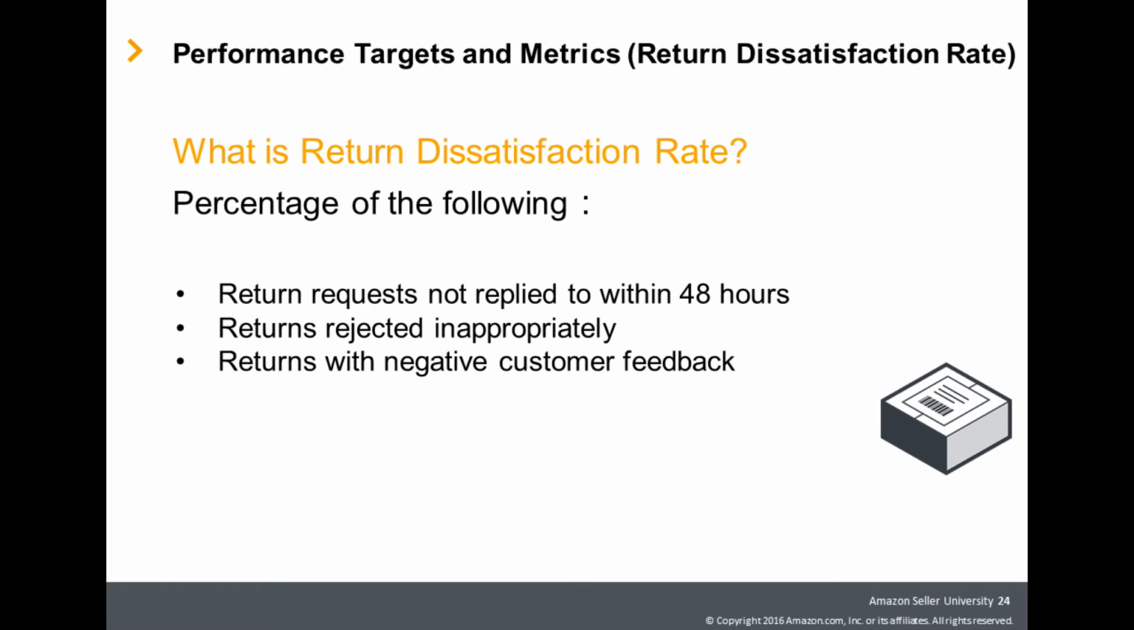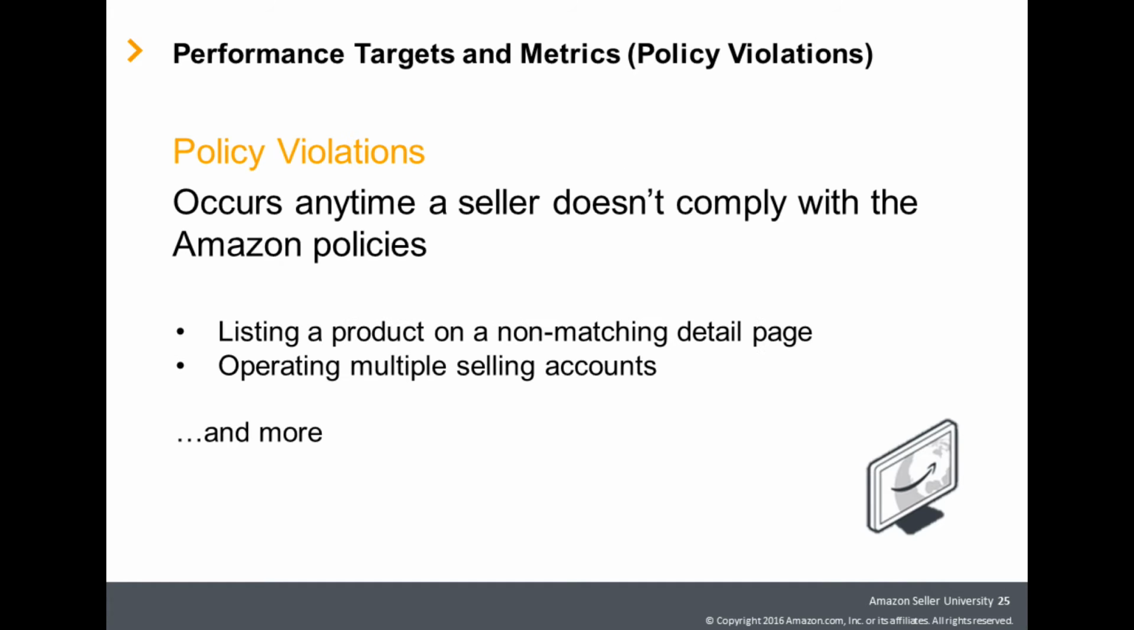The return dissatisfaction rate is the percentage of return requests not replied to within 48 hours, return rejected inappropriately, and returns with negative customer feedback among the return requests that fulfill the conditions of the return policy. A policy violation occurs anytime a seller doesn't comply with the Amazon policies. Anything from listing a product on a non-matching detail page to operating multiple selling accounts.